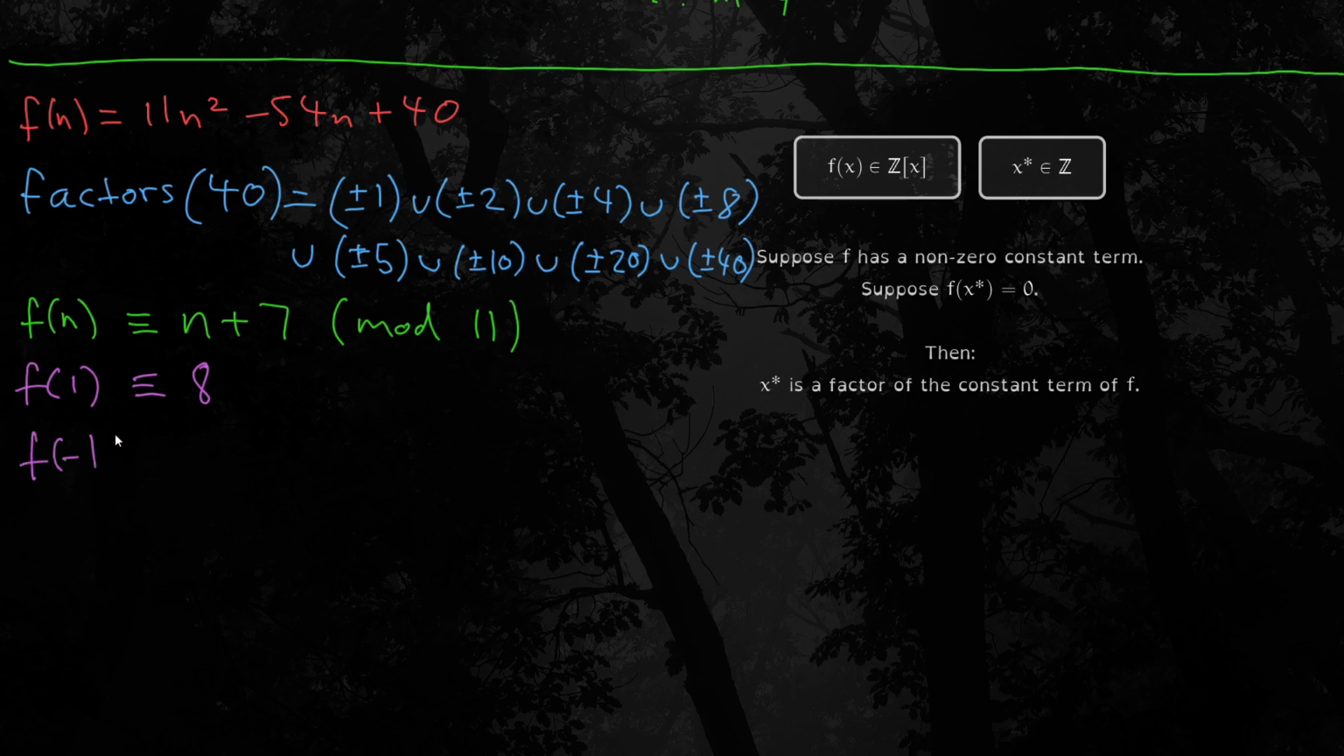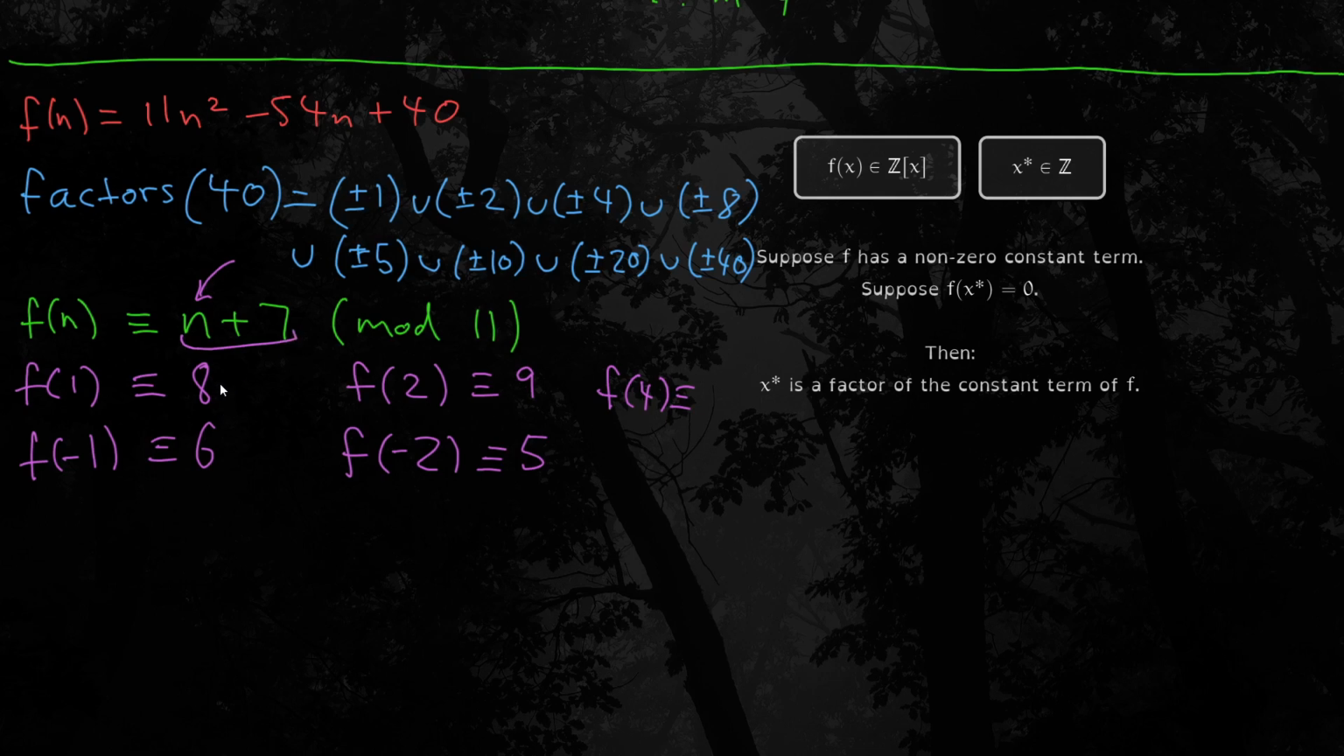f of negative 1 is 6, couldn't possibly be a root. f of 2 is 9, not a root. f of negative 2 is 5, that's not a root. And f of 4, this is where things really get interesting. If we put 4 in here, we get 4 plus 7, which is 11, and we're working modulo 11, so actually that's 0. So f of 4 is actually congruent to 0 modulo 11.